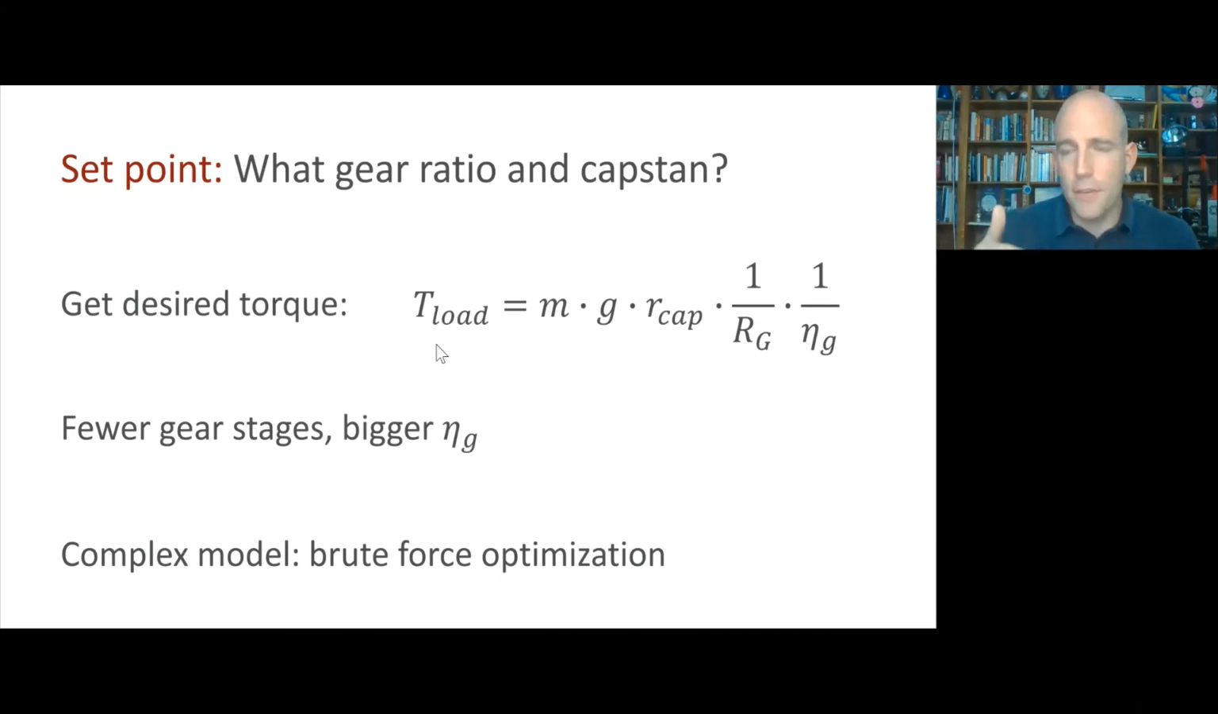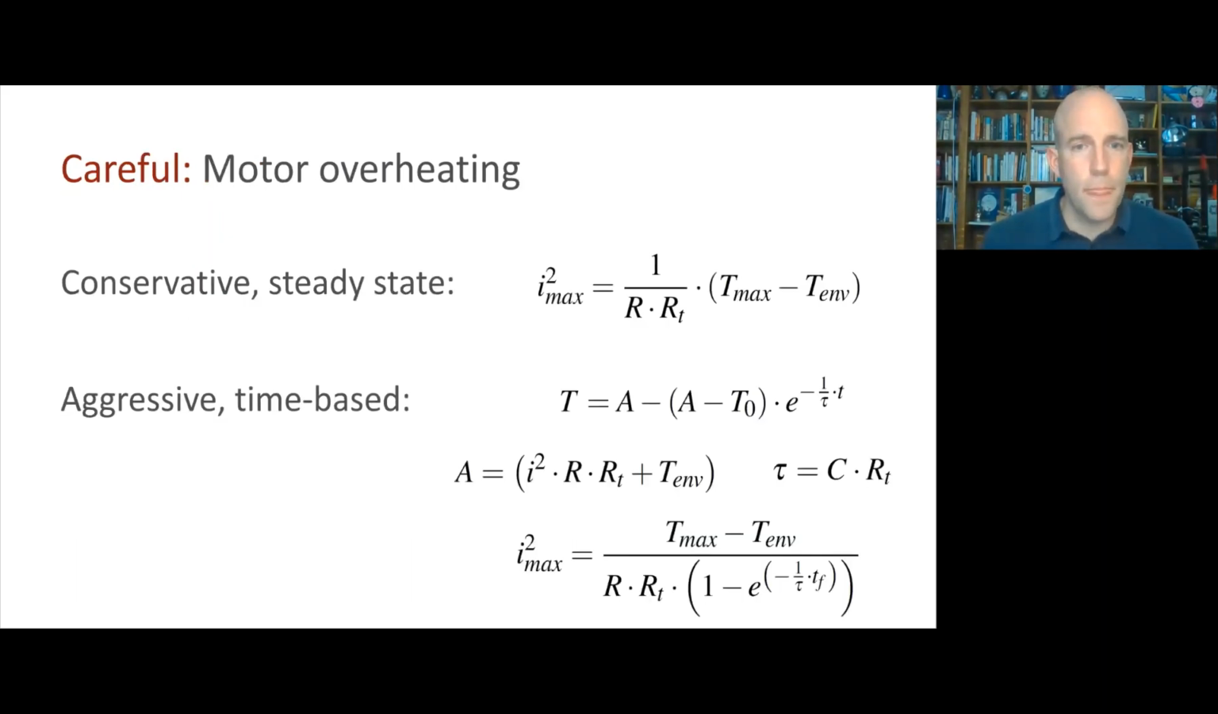And then you have your gear ratio, so divide the motor speed by the gear ratio, you get the capstan speed. And then you can solve for how fast the payload is lifted. And you can do that for every possible combination of R cap and RG, if you had a more complicated model.